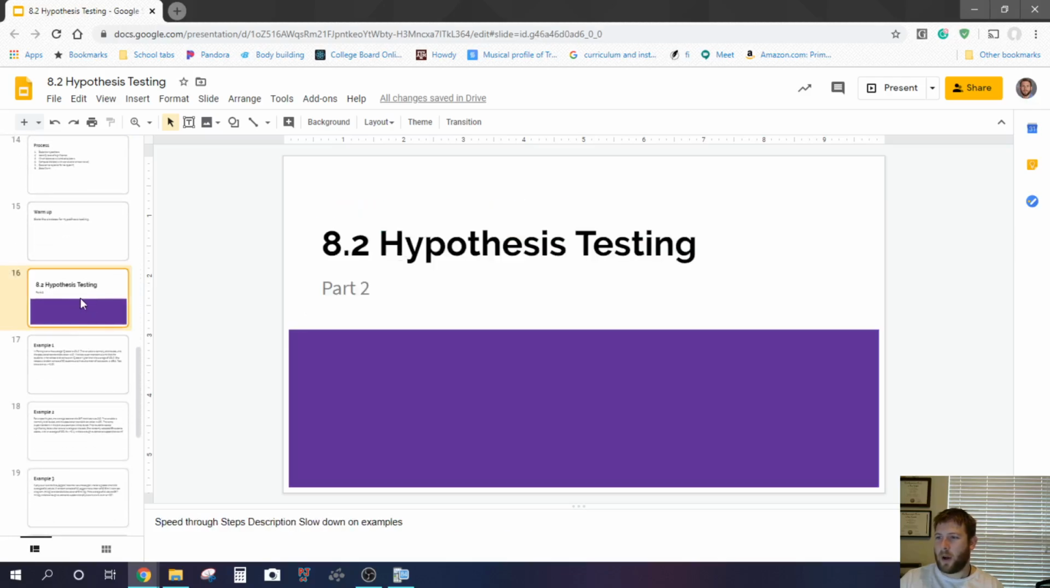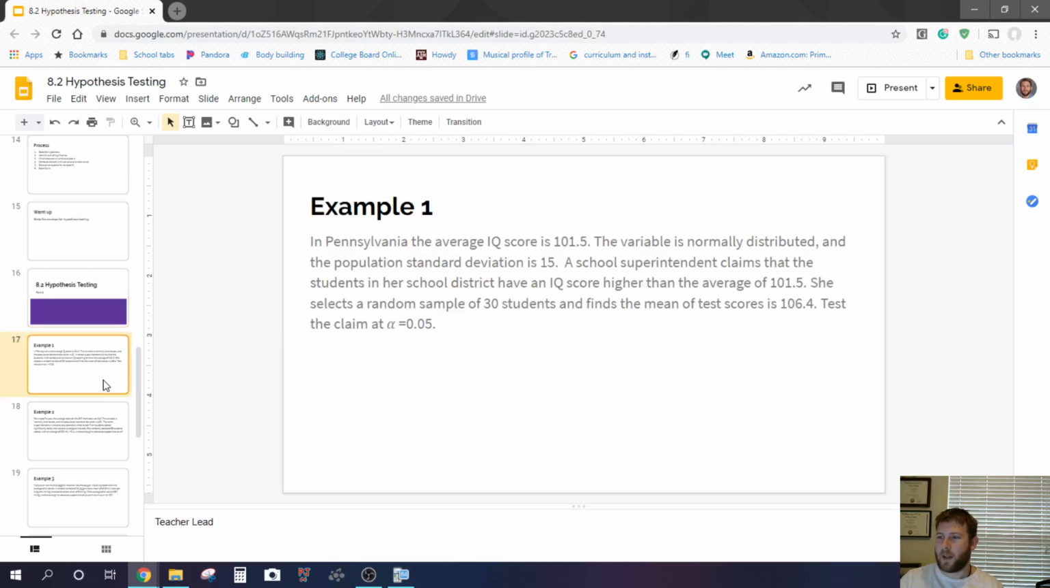All right. So back to hypothesis testing. In example 1, it says in Pennsylvania the average IQ score is 101.5. The variable is normally distributed, and the population standard deviation is 15. A school superintendent claims that her students in her school district have an IQ score higher than the average of 101.5. She randomly selects a sample of 30 students and finds the mean test score to be 106.4. Test the claim at an alpha of 0.05.